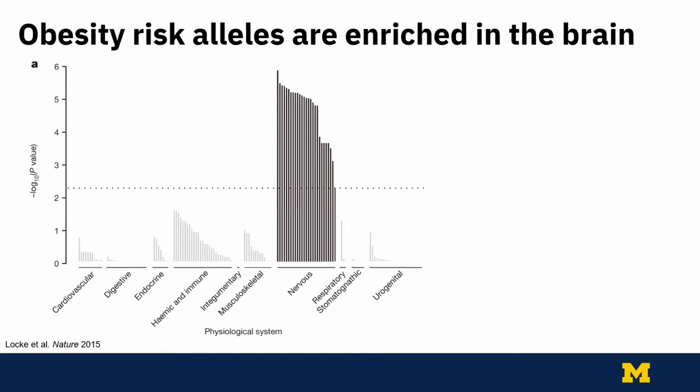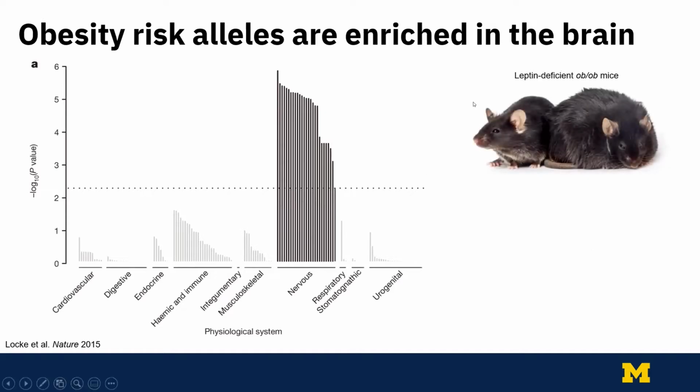Now, we know that obesity risk alleles are associated with genes that are expressed in the nervous system. So we believe that targeting the brain is going to be our most effective way of developing treatments for obesity. Now, this involvement of the brain in human obesity was not necessarily a surprise because we've known for a long time from animal models of monogenic obesity, most famously the leptin deficient mouse line, the OBOB mouse line, that monogenic forms of obesity are also mediated through the brain.